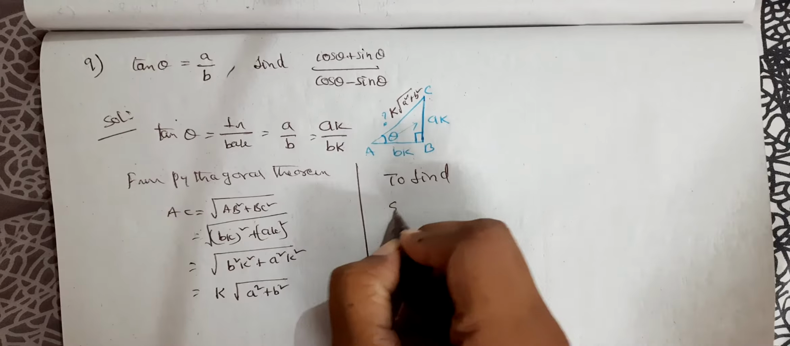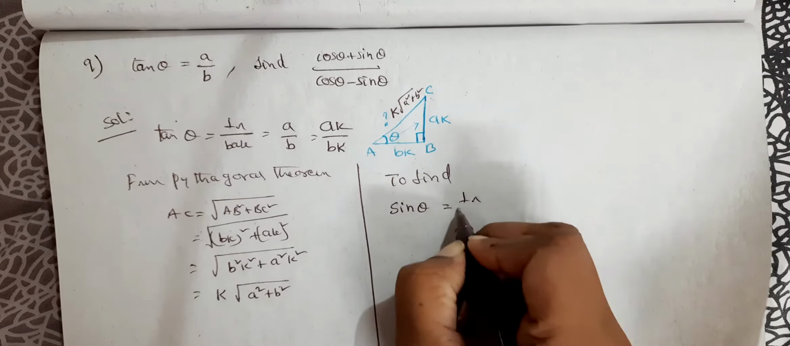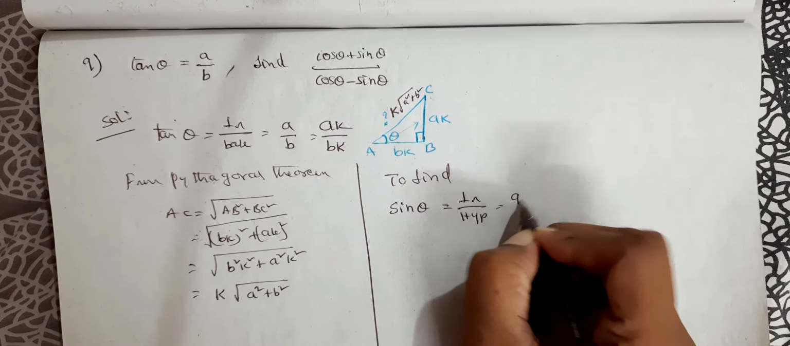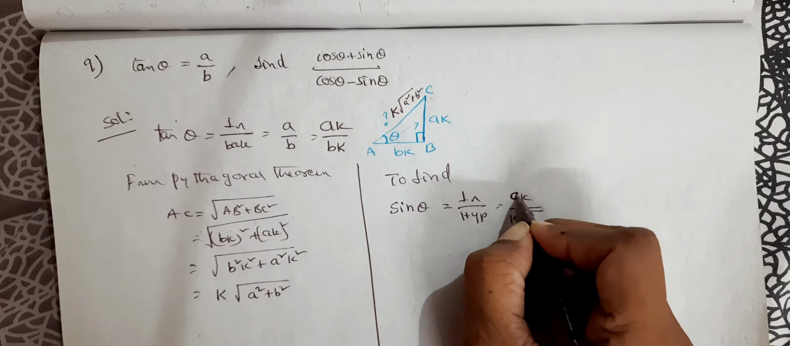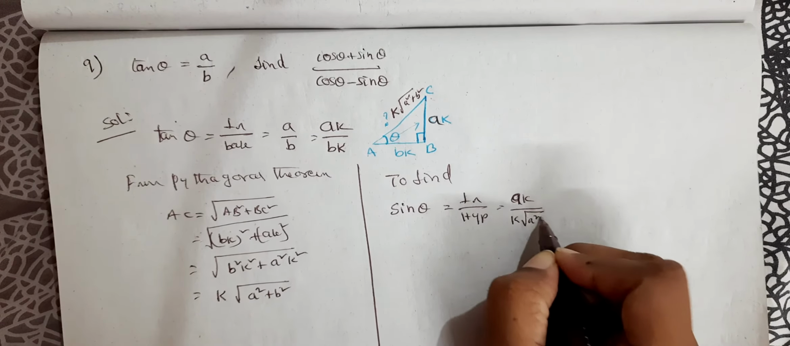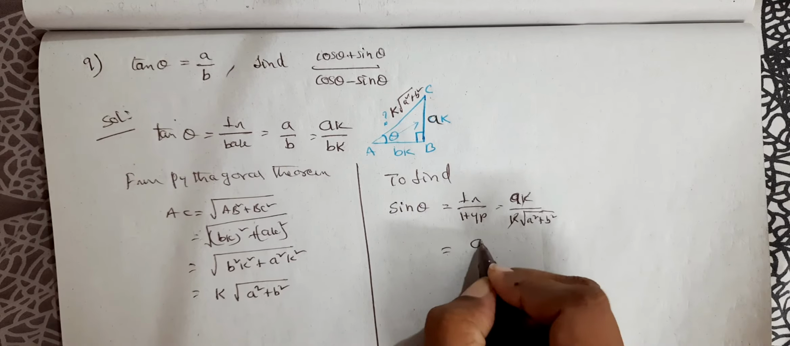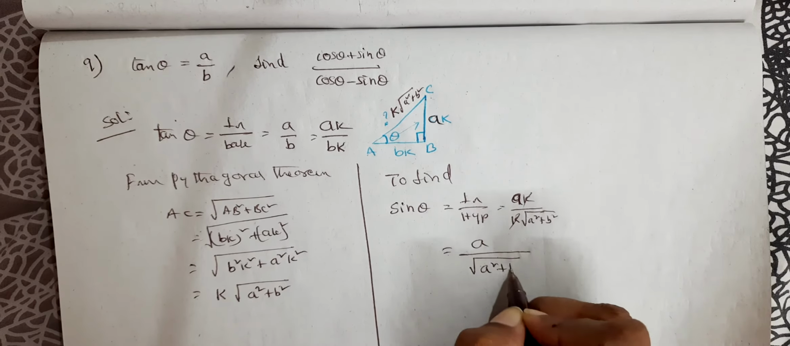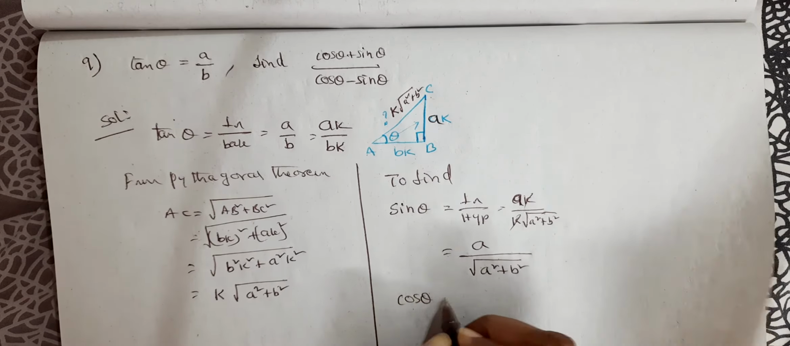So what are we finding? Sin theta, which is equal to perpendicular by hypotenuse. In this particular case, perpendicular is AK, by hypotenuse is k times square root of A square plus B square. K and K will get cancelled. So you get sin theta value as A by square root of A square plus B square.